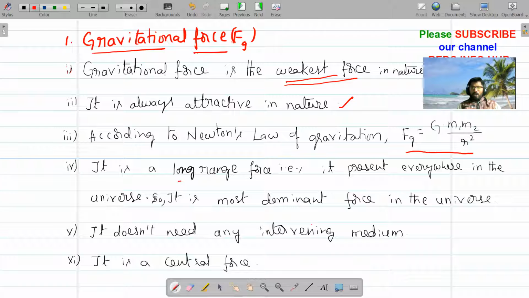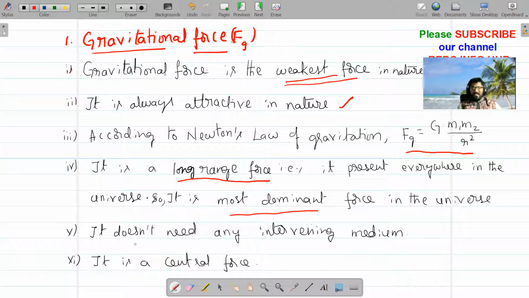And this gravitational force is a long range force, means it acts between any two objects within a small distance, like in millimeters or micrometers or even in femtometers, like within a nucleus. Within the nucleus, the gravitational force may act between nucleons, like proton or neutron. Whereas it also acts between any two objects which are at a huge separation, like between Earth and the Sun, Earth and Moon, or between any two planets for that matter. Got it? So we can say it is a long range force, means it is present everywhere in the universe. That's why it is the most dominant force in the universe.